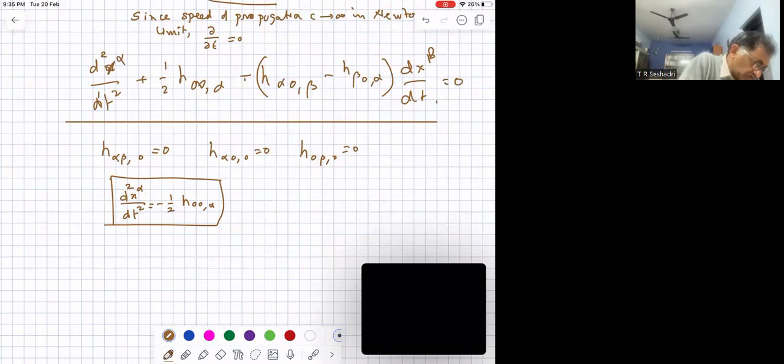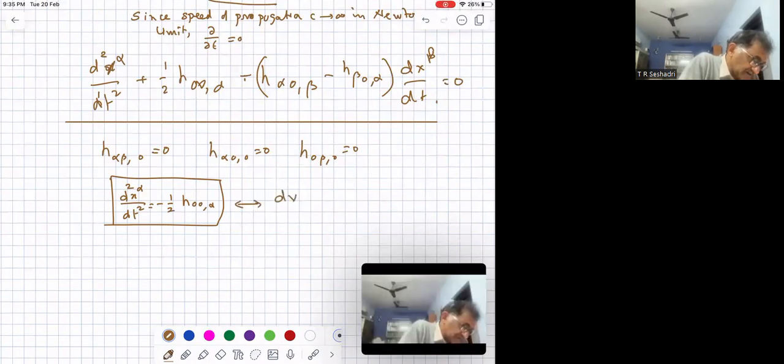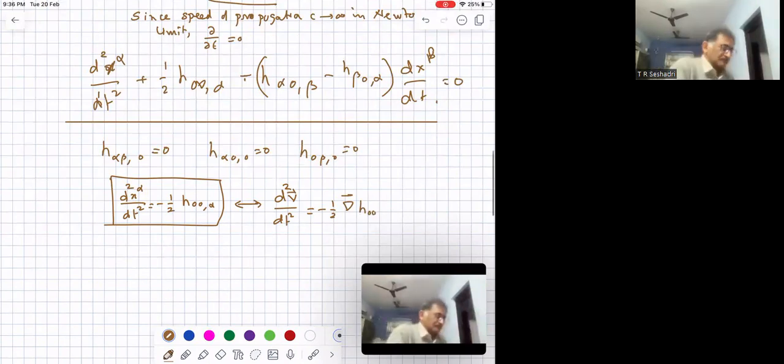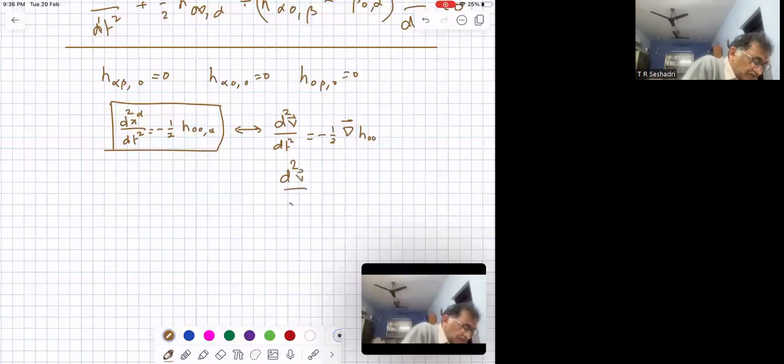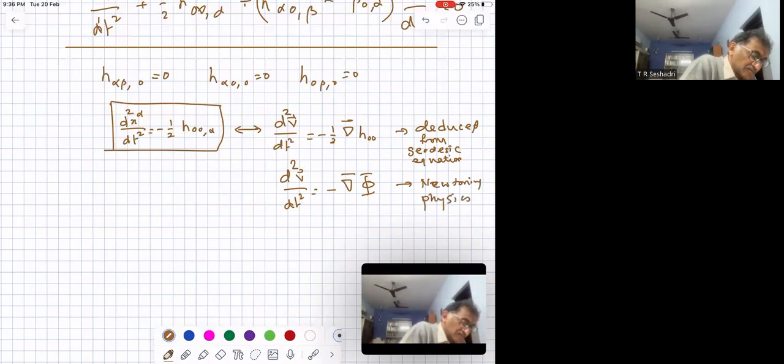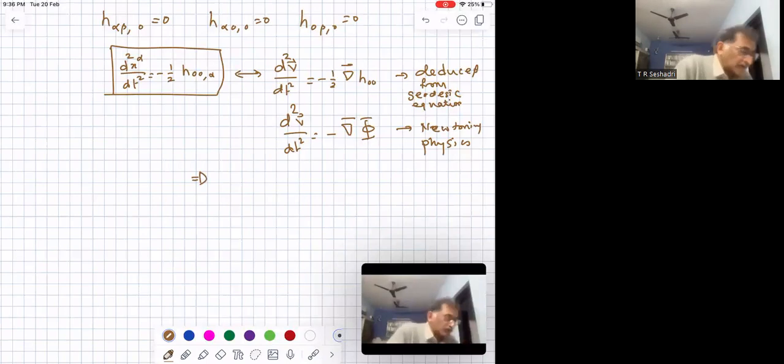And this I did last time. So this can be written as d2v by dt square is equal to half gradient of H00, when I'm writing the vector form instead of component form. But I know that d2v by dt square is equal to minus gradient of gravitational potential from the Newtonian thing. Which implies that if this has to boil down to the Newtonian thing, I want gradient of H00 by 2.